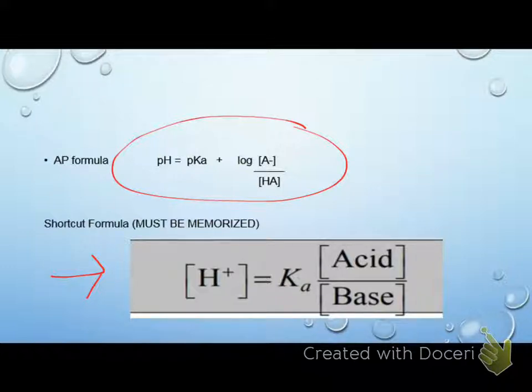The difference is we're just going to do the Ka times the acid concentration over the base concentration, whereas there you've got pKa, the log of it, and whatnot. It's up to you which one you use, but if you want to use this equation on the AP exam, you're just going to have to memorize it. But it is an easier equation to use. It makes it much, much simpler. But the other one is on your yellow sheet.